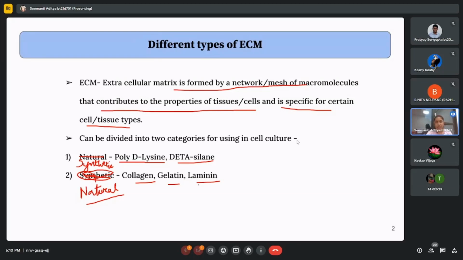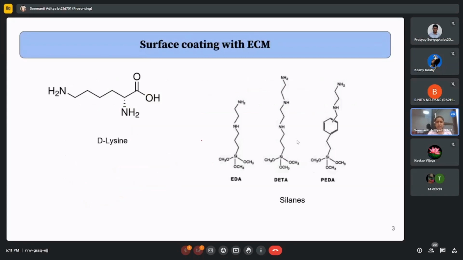Laminin is also present in the nucleus, and this laminin protein is required for maintaining the structure of the nucleus. So these are naturally occurring proteins. These are present in the environment, and we don't have to chemically synthesize them. These naturally occurring extracellular matrices are also used, similar to the synthetic ECM, for different parts of cell culture. So the structure of lysine, as you know, is like this: this is the amino acid lysine, D lysine.